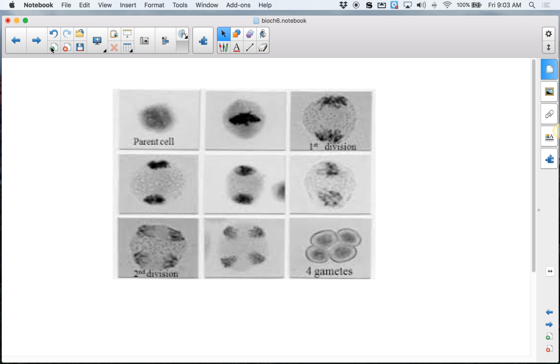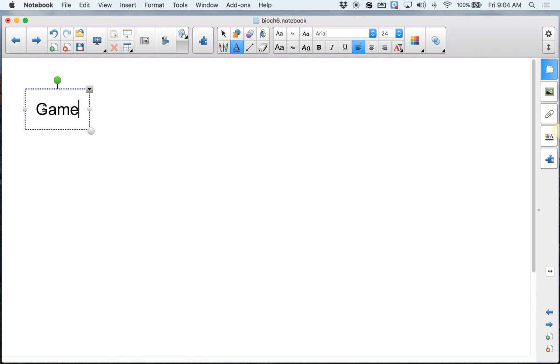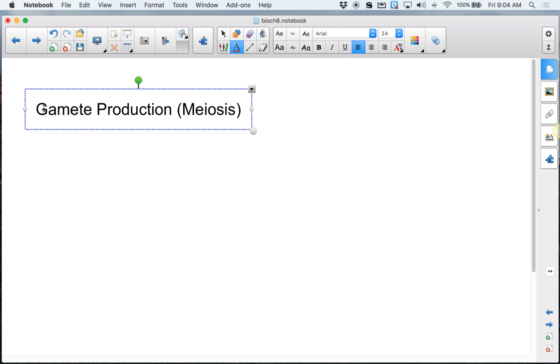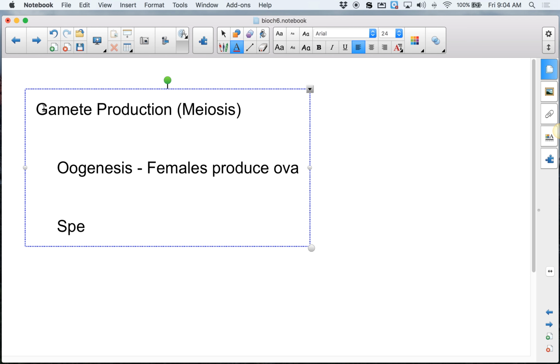All right, last thing we need to put down. Okay, gamete production, which, of course, the whole process is called meiosis, in females is called oogenesis. And in males is called spermatogenesis. Genesis means the beginning. So this is the beginning of the ova and the beginning of the sperm cells.